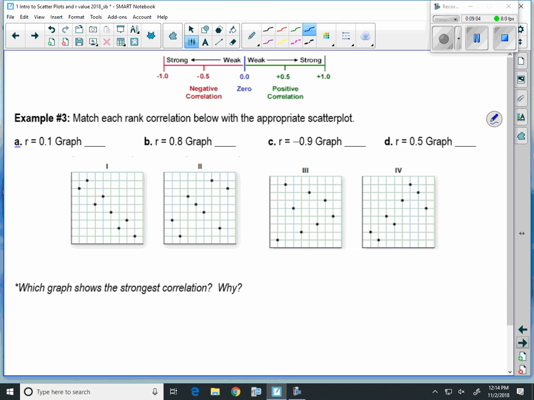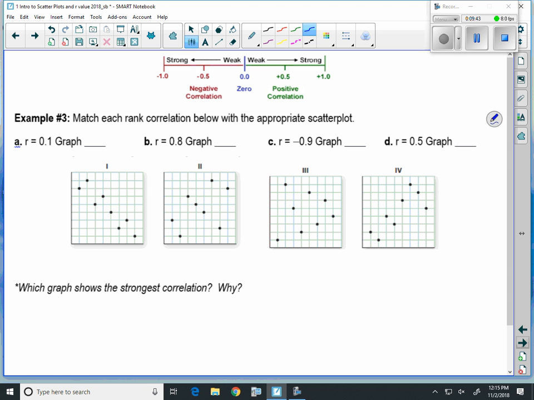If we look here, match each rank correlation below with the graph. So if we look at 0.1, first of all, is it positive or negative? It's positive. Is it strong or weak? Weak, because it's close to 0. Which one looks positive? Look for positive first. This one's positive, right? What else do you think is positive? Maybe 2, but could 2 be negative? Maybe 3. Maybe you want to skip 0.1 and go to a different one? Okay, let's narrow some things down.